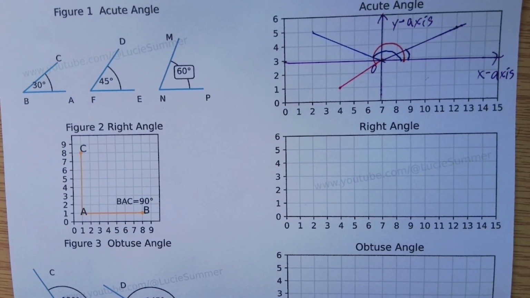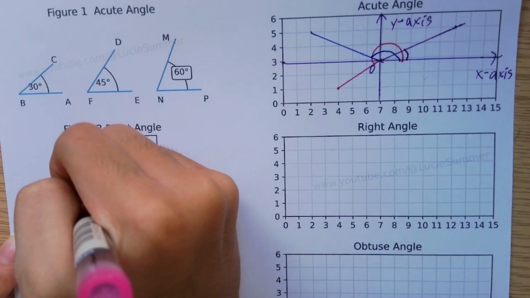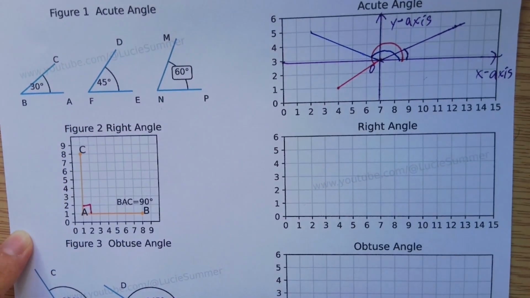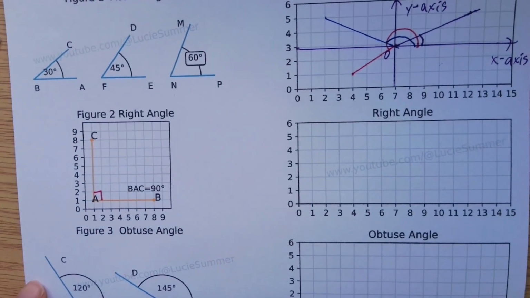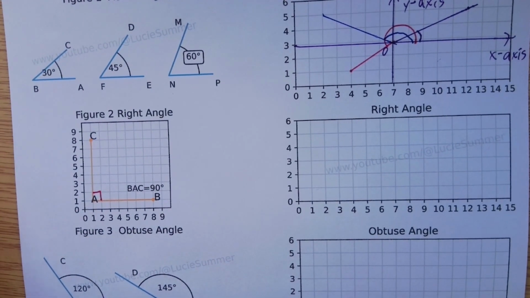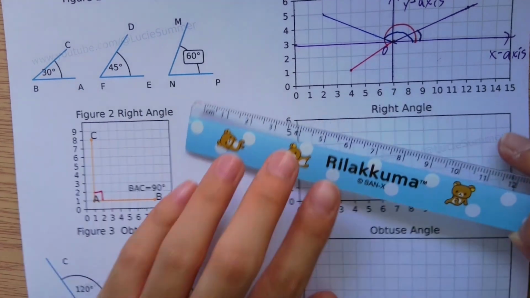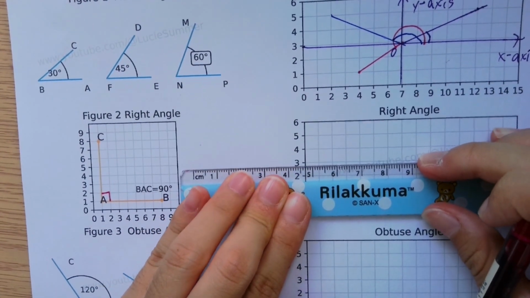Now I'm finished showing you how to draw the angles, and now let's move on to figure 2, right angles. A right angle is an angle of exactly 90 degrees. A square in the corner is usually used to represent 90 degrees, like this. A right angle is formed between perpendicular lines. So, to prove it, I will first draw a perpendicular figure.